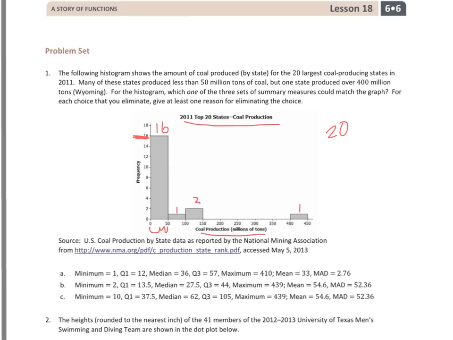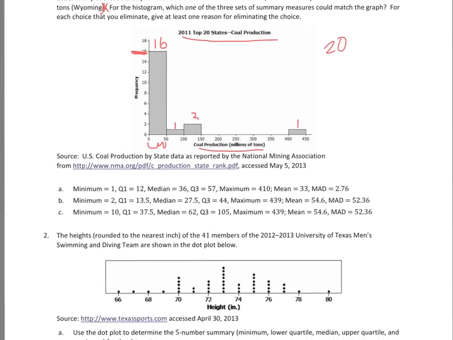So what we have to do for the histogram, which one of the 3 sets of summary measures could match the graph? For each choice you eliminate, give at least one reason for eliminating the choice. So we have to either pick A, B, or C. The first thing I want to do is go across the data, and I don't necessarily have to find all of these. I just have to find a point at which it doesn't make a whole lot of sense.